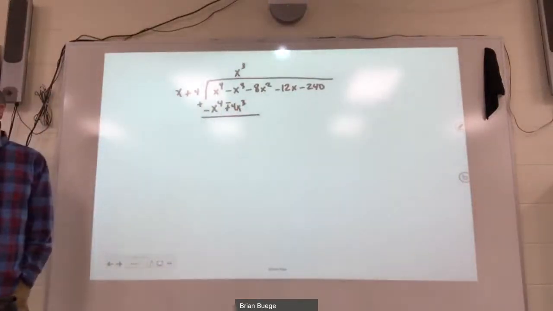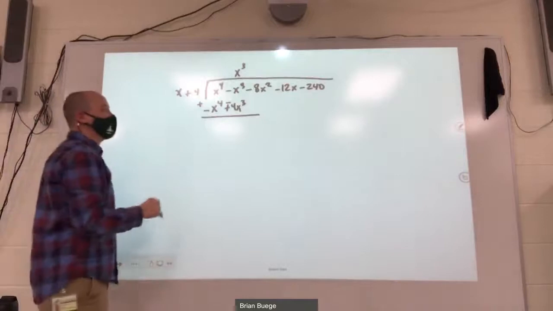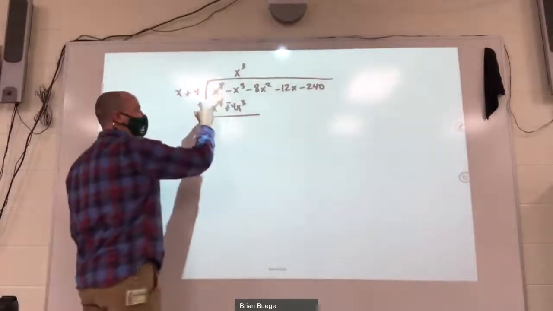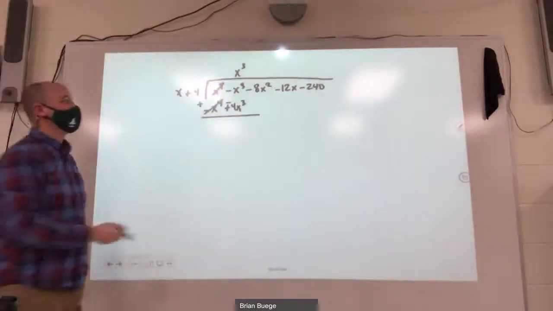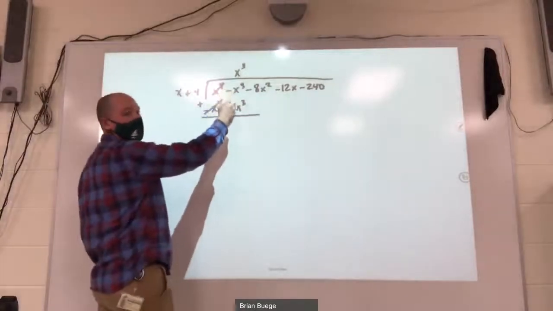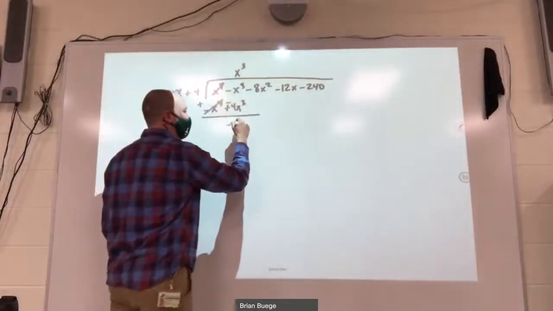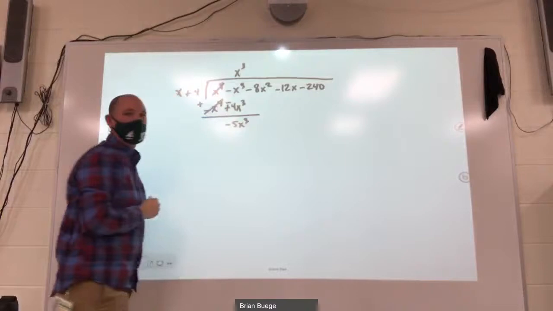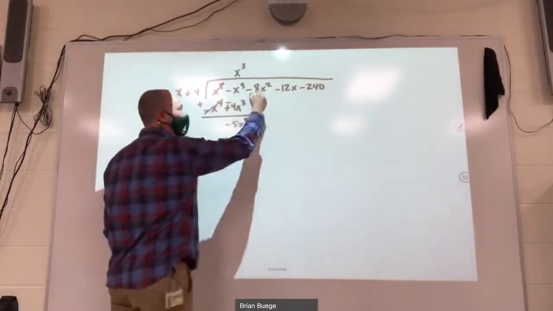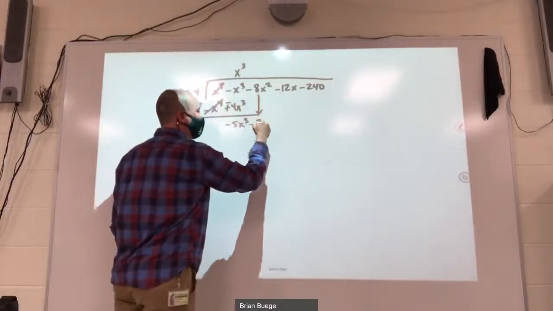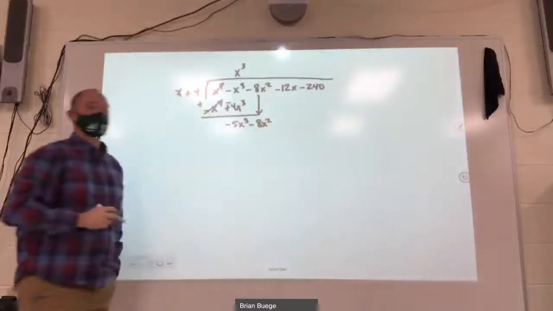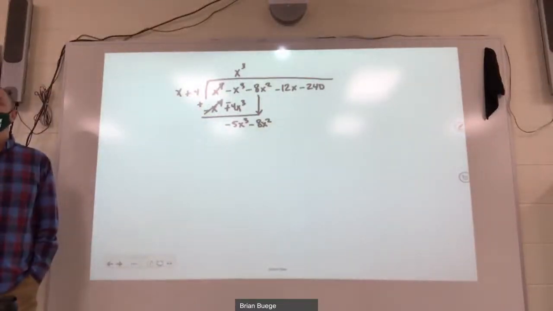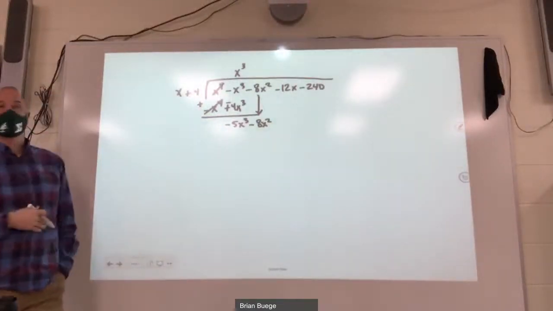Now all we have to do is combine like terms. Okay? X to the fourth, negative x to the fourth, those go away. Negative x cubed and negative 4x cubed give me a total of negative 5x cubed. We now bring down the next one, negative 8x squared. And now the whole process starts over again. That is the process right there.